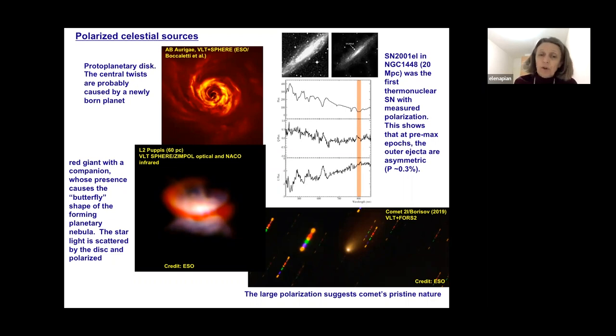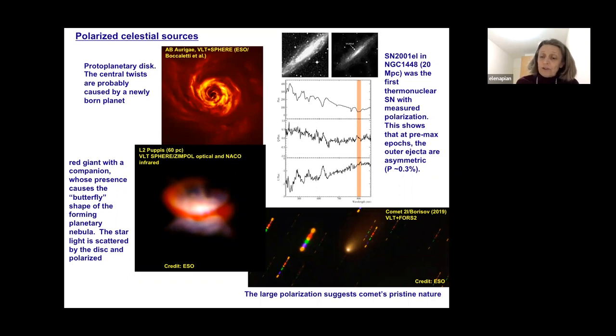You can see here, on the top left, a protoplanetary disk around a rather famous bright star, AB Aurigae, as seen by the SPHERE instrument at the VLT. The central twists seen in polarized light are thought to be related to a newly born planet around this star. Below, you can see a spectacular optical and infrared image, again taken at the VLT, showing a butterfly-shaped planetary nebula whose shape is caused by the presence of a companion. This can be seen because we have these observations in polarized light.